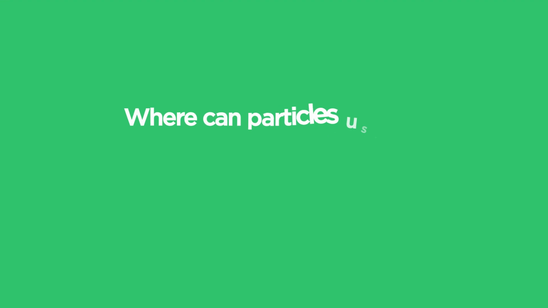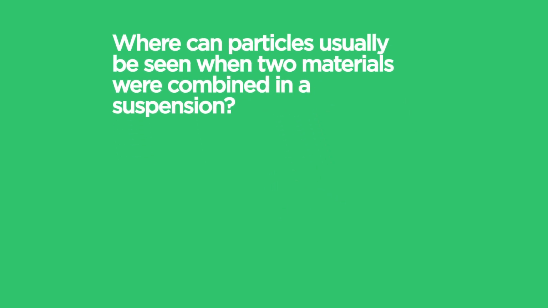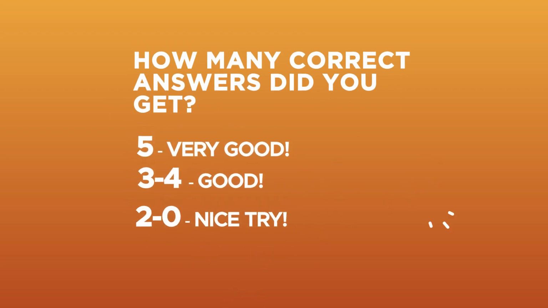Number 5. Where can particles usually be seen when 2 materials were combined in a suspension? At the bottom. What is your score? If you got 5, very good. 3 and 4, good. 2 and down, nice try. You can do better in the next exercise.